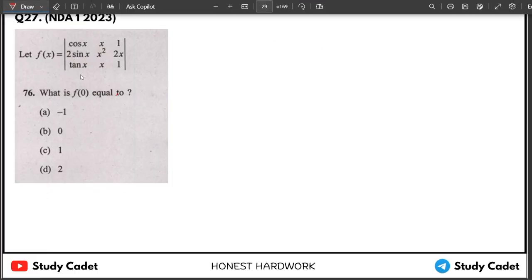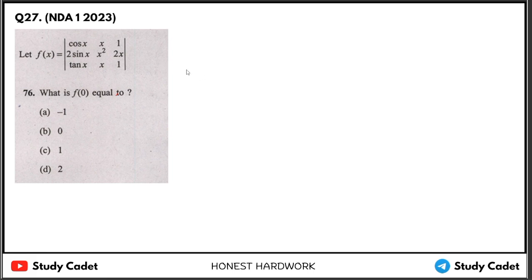Okay, f of x is this, f of 0 equal to, very simple question. Put 0: cos 0 is 1, sin 0 is 0, tan 0 is 0. So this will be 0 because x is 0.